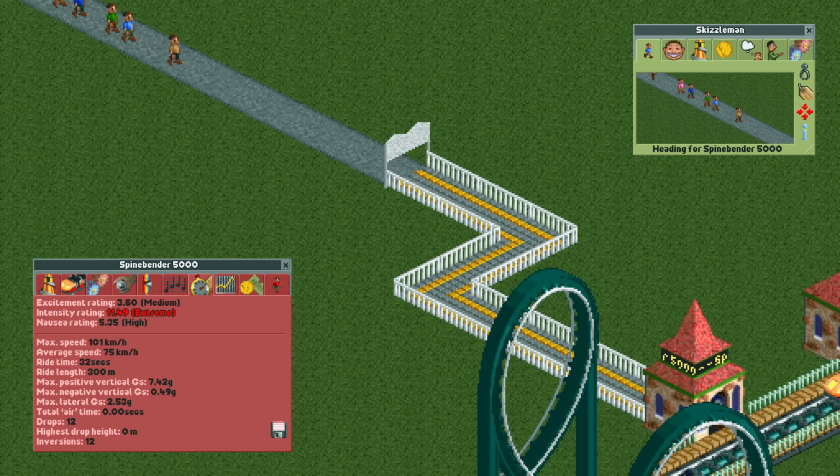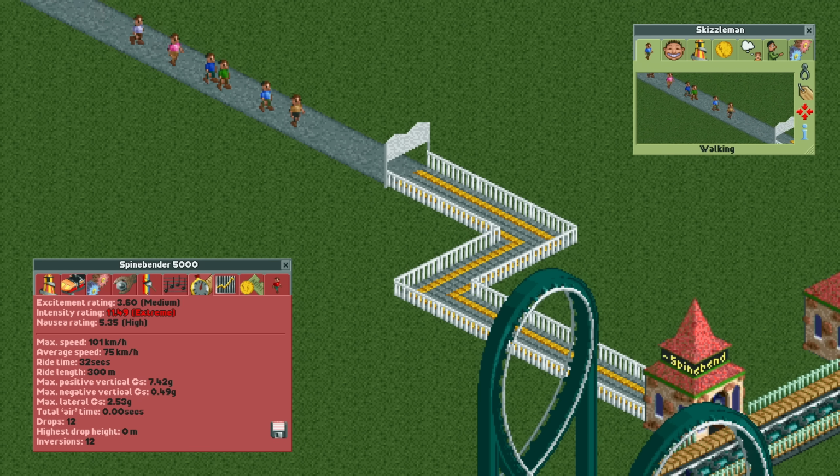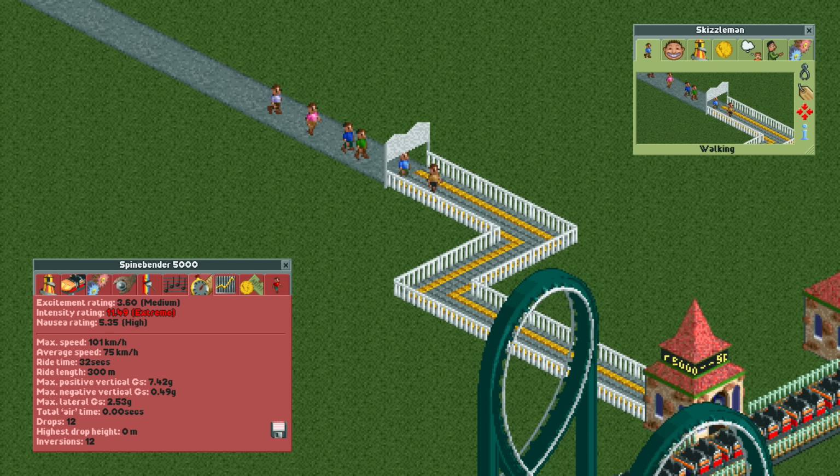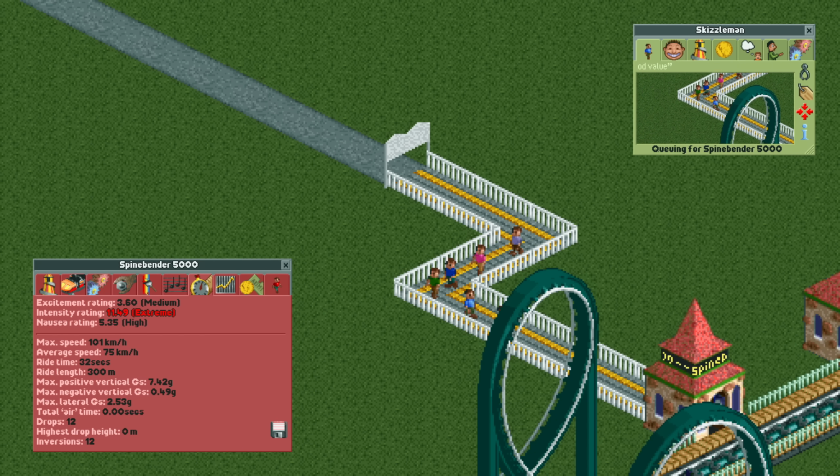For example, here we have a bunch of guests all heading for this big coaster, but when they get to the queue line they recoil in fear and head back the other way. That's already a bit odd, but what's even odder is that when they return to it a little later they suddenly do want to go on the ride and it's no longer too intense. What happened here is the following.